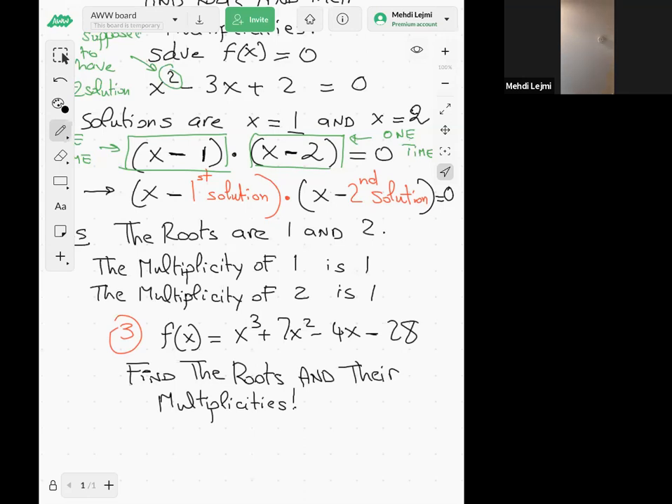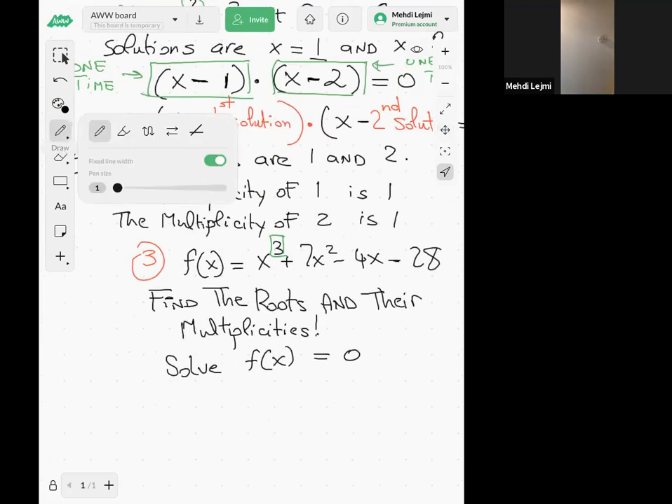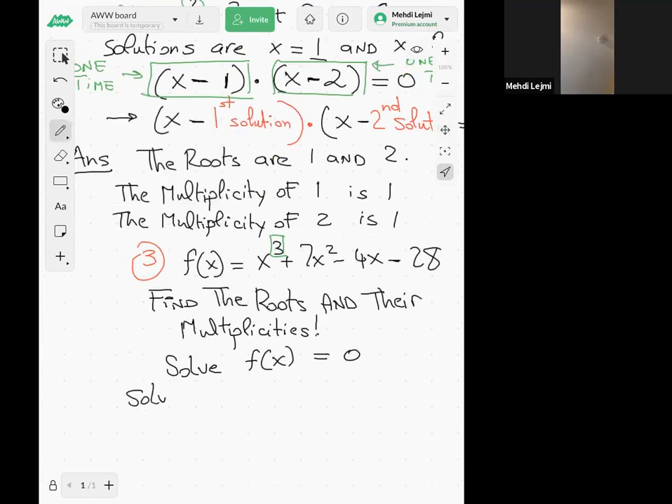Okay, so first thing, guys, this is the degree here. The f of x, of course, is a polynomial. The degree, the highest power of x, is 3, right? So my degree here is 3. So it's not a quadratic. If you want to find the roots, we need to solve f of x equal to 0, so we need to solve x cubed plus 7x squared minus 4x minus 28 equal to 0.